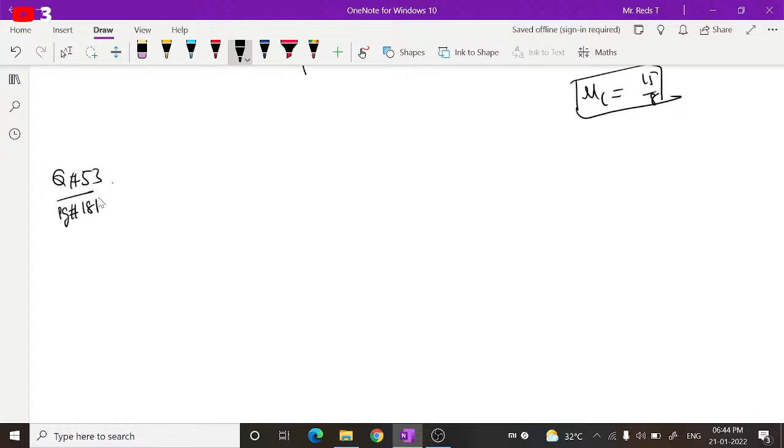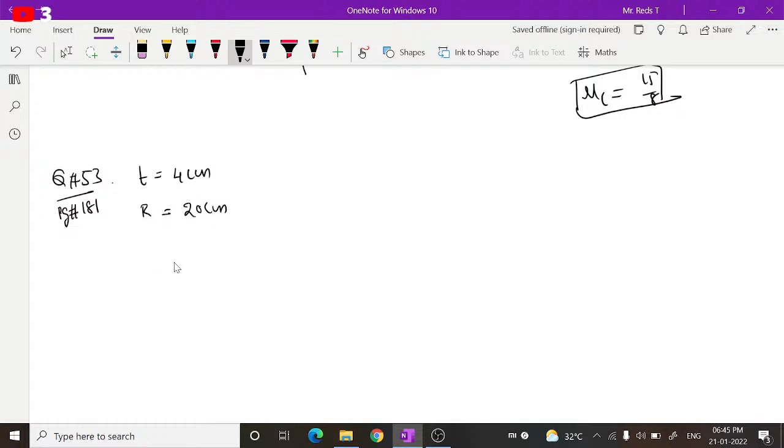A plano-convex lens of thickness 4 centimeters. Its radius of curvature is 20 centimeters. So the thickness is 4 centimeters and the radius of curvature R is equal to 20 centimeters.